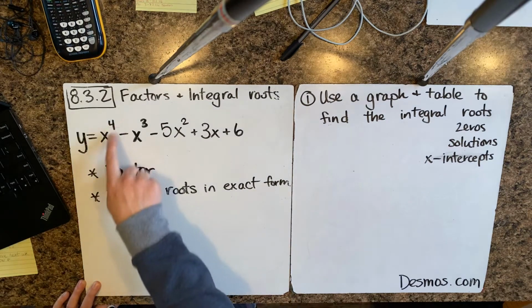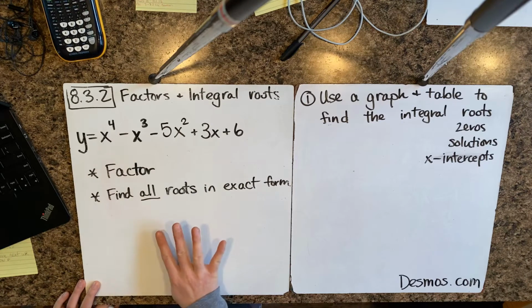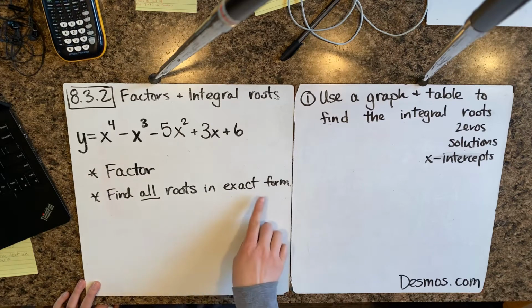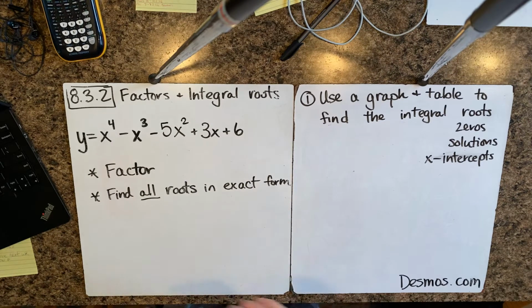All roots, this is a fourth degree, so I'm expecting to find 4 roots. Exact form just means I don't want to round it at all. So if I get the square root of 7, I'm just going to leave it as square root of 7.